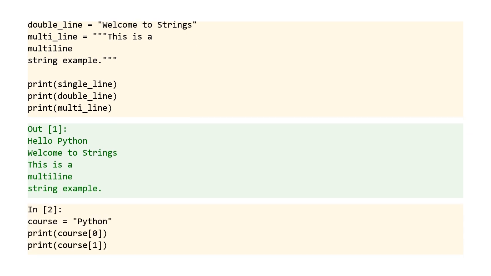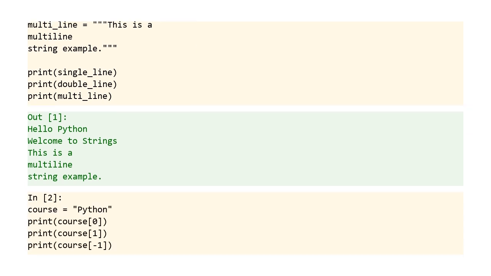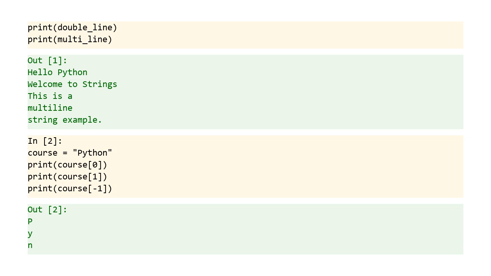Here is the word, Python. We will print the first letter, the second letter, and the last letter using a negative index. Observe how indexing gives precise control over characters.